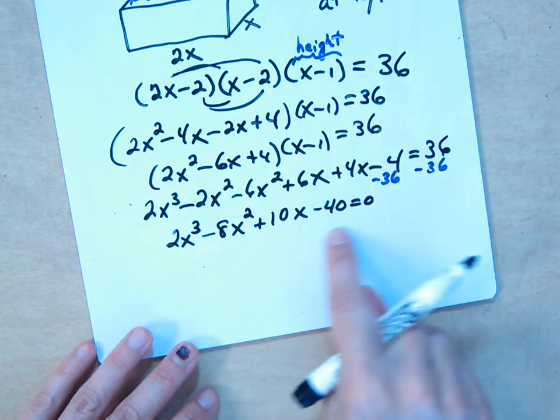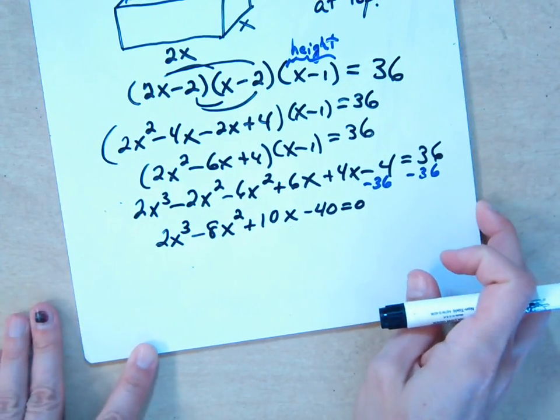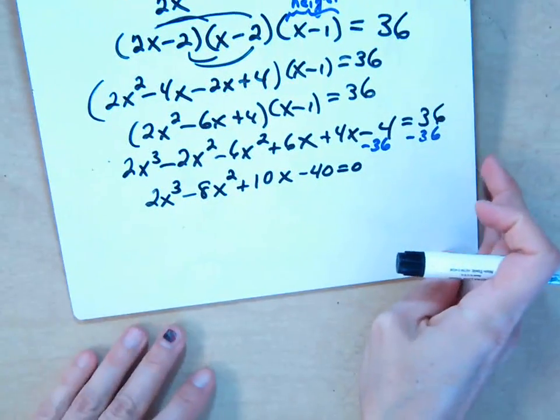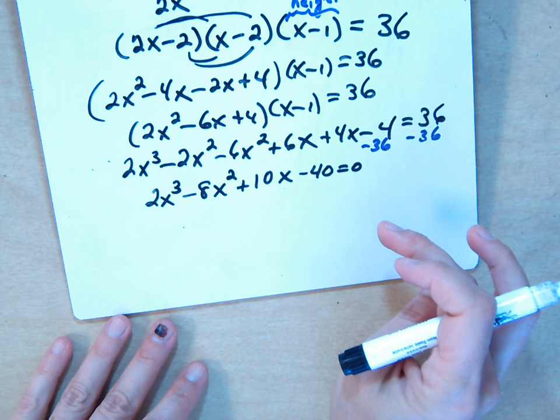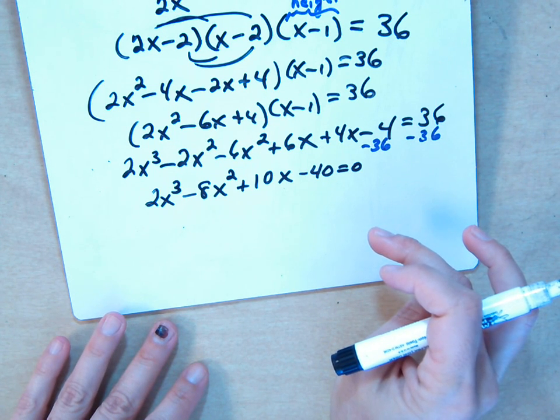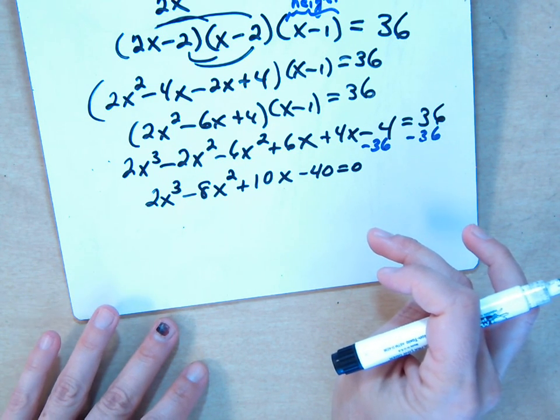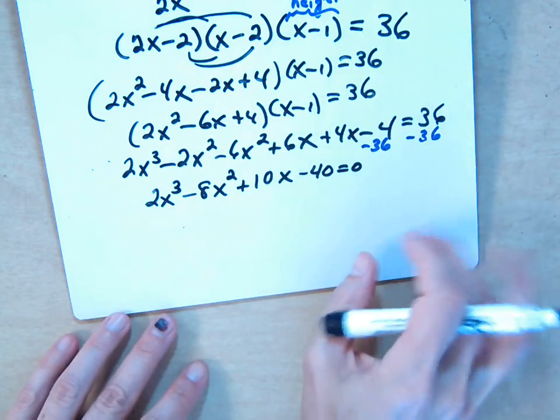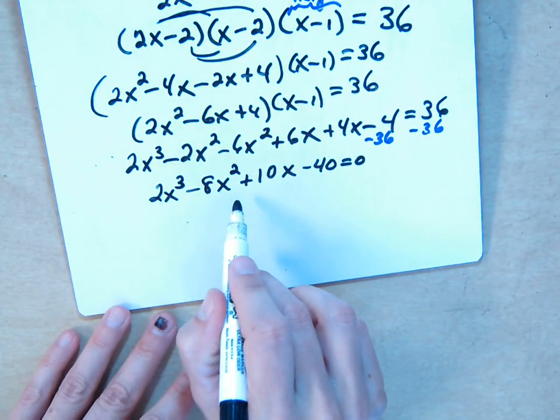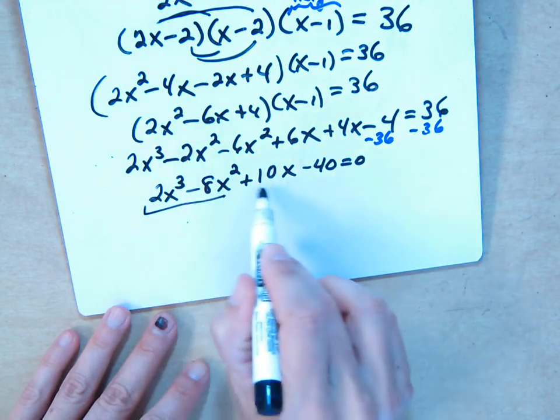The easiest way, what's the technique when you have 4 terms? Grouping. Always try that first. If grouping doesn't work, then you're going to have to do your synthetic division and try the different factors. Alright, so we group these together and we group these together.